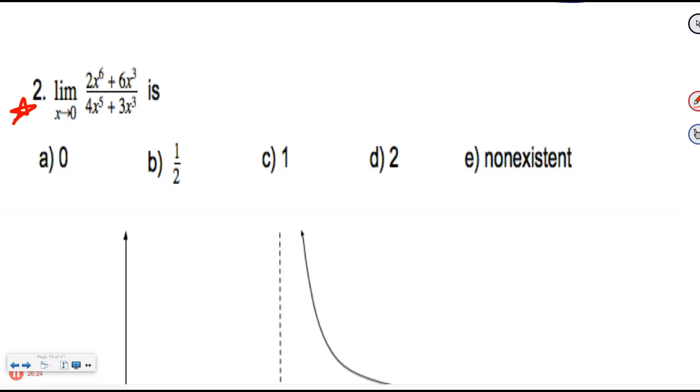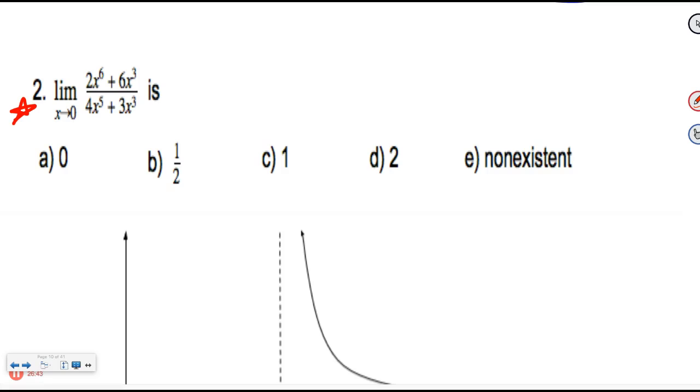But I plug it in and I got what? 0 over 0. That doesn't mean my answer is 0. You guys know that. You know procedure. You plug it in, you get 0 over 0. What must you do? Go ahead and say the word. Factor. Exactly. You have to get rid of the issue.